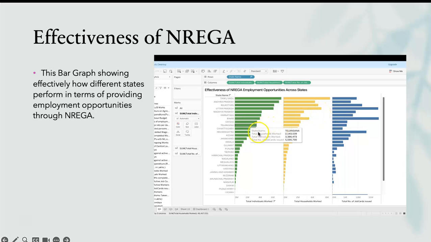And here I have shown one state, that is Telangana. These are the households worked, these are the total individuals worked, and these are the total number of job cards issued.